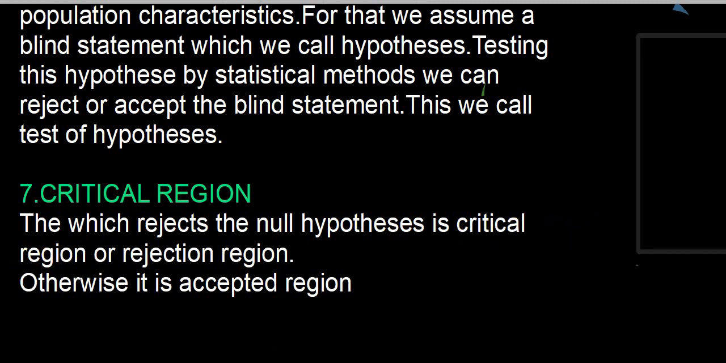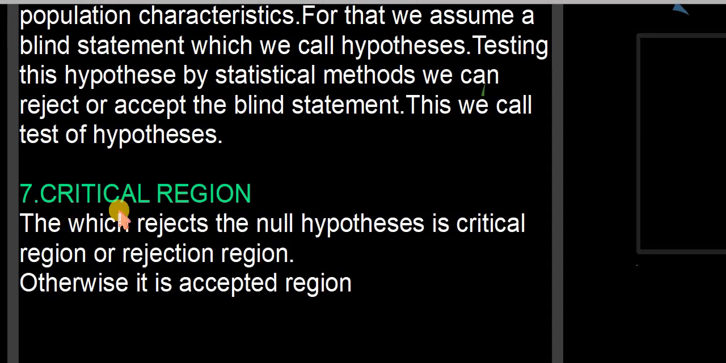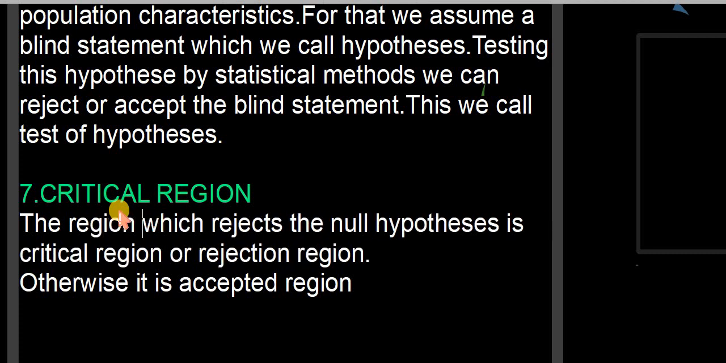Now the region which rejects the null hypothesis is called a critical region or rejection region. This null hypothesis I will explain to you in the future very clearly, but for the time being you understand null hypothesis. The region which rejects the null hypothesis is called rejection region or critical region, and the other region is called accepted region. That is, the null hypothesis is accepted in some region and rejected in another region. The rejected region is called a critical region, and the accepted region is as it is, accepted region.